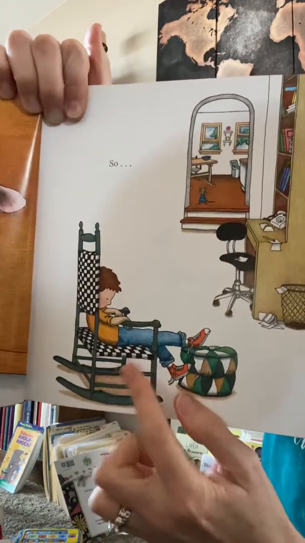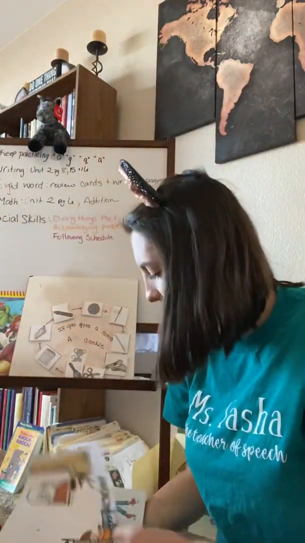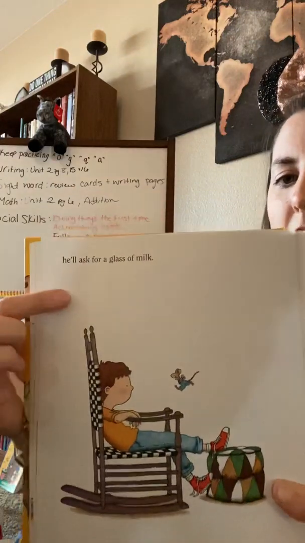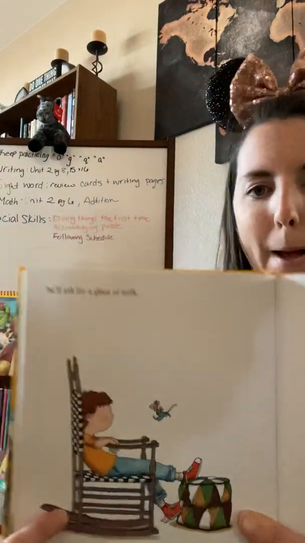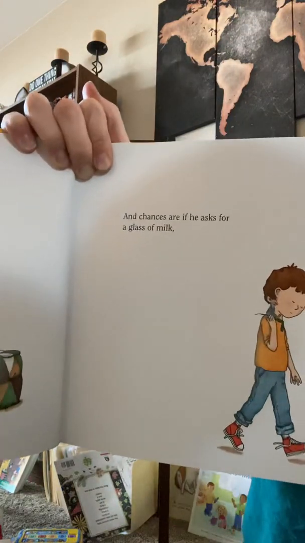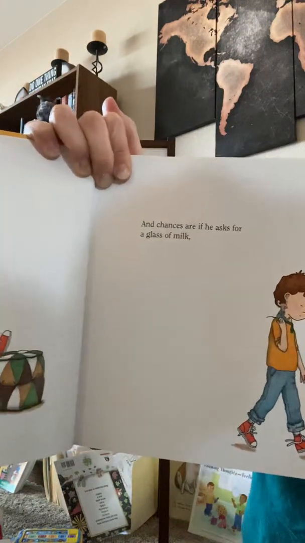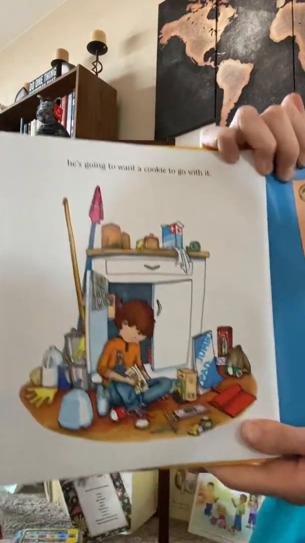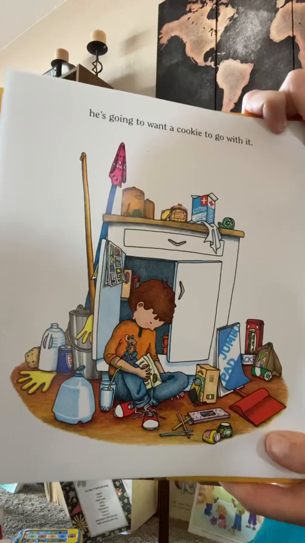So, how does our boy feel? Oh, he is so tired. He's been chasing after this mouse all day. All right, if he's thirsty, he's going to ask for a glass of milk. And chances are, if he asks for a glass of milk, he's going to want a cookie to go with it.